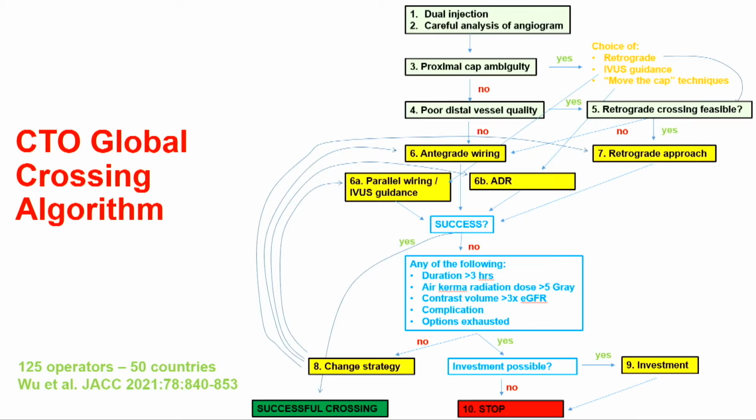So again, 10 steps, global CTO crossing algorithm, you can read it on Jack. And I think gives you a framework. You don't have to follow the steps verbatim. This is a blueprint, gives you a way to think about CTOs, and the more experience you get, then the more often you're going to deviate from this. But again, that helps you create this frame of mind that can help you be successful and safe in your procedures. Thank you so much.